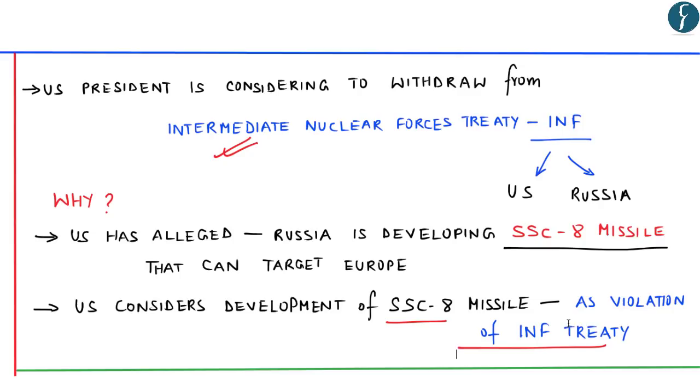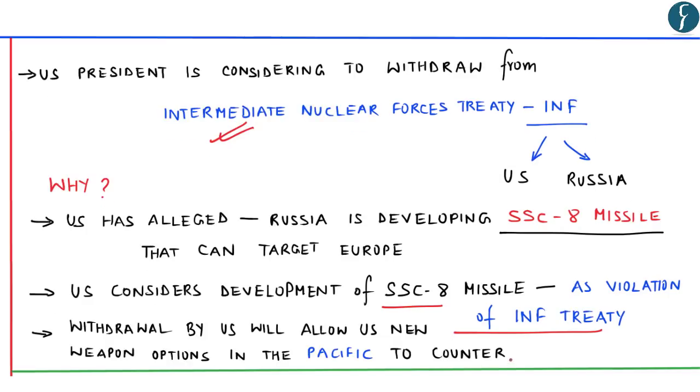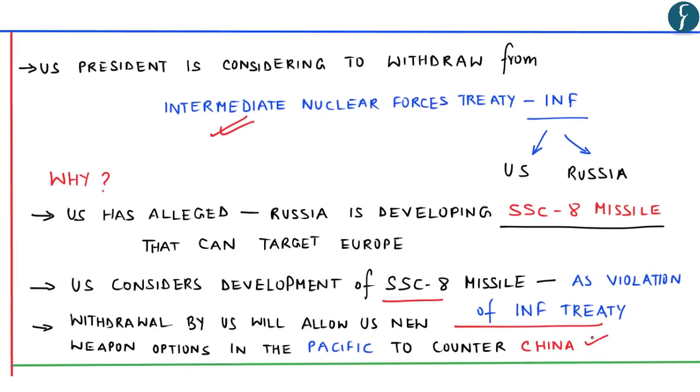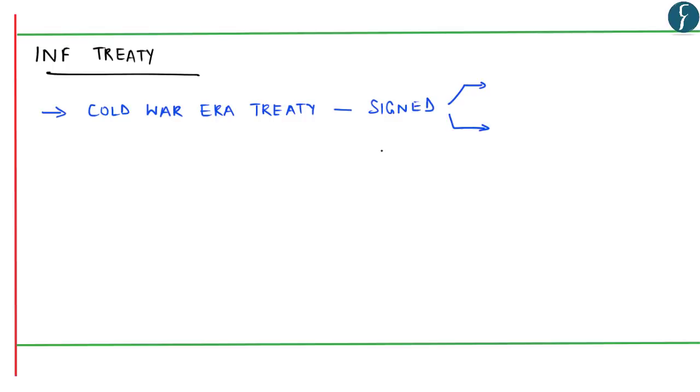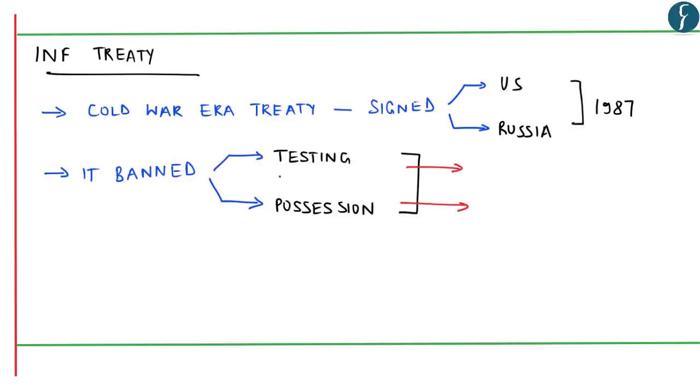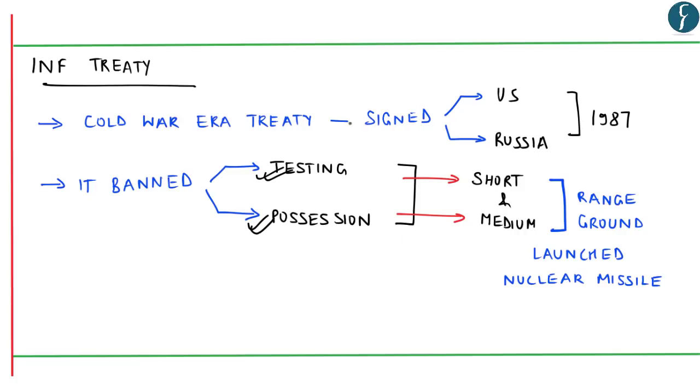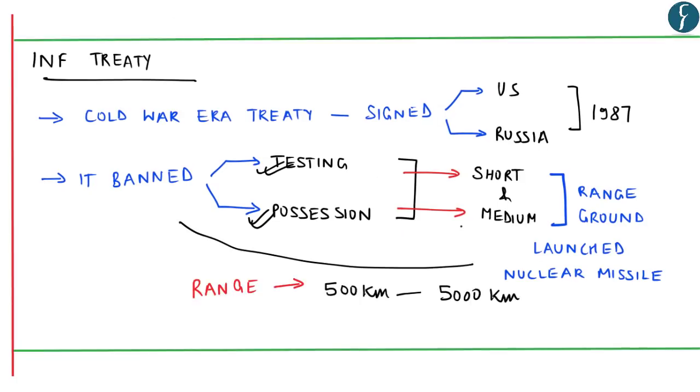The question also arises why the US wants to withdraw from this treaty. Now withdrawal by the United States will allow the US new weapon options in the Pacific region, mainly to counter China. So in this aspect, let us also understand this INF Treaty. This was a Cold War era treaty signed by the US and Russia in the year 1987. It banned testing as well as possession of short and medium range ground launched nuclear missiles with a range of 500 km to 5000 km. So this was what the INF Treaty was all about, basically to ban testing as well as possession of short and medium range ground launched nuclear missiles having a range of 500 to 5000 km.